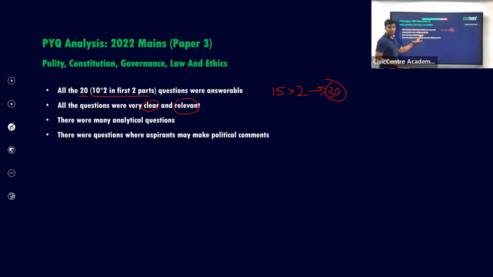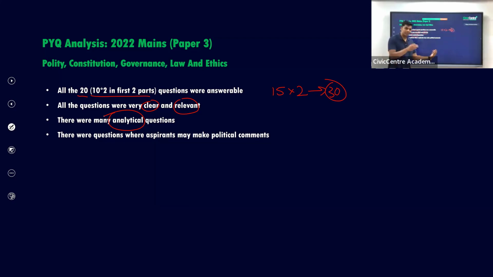This is very important, because sometimes after reading the prelims question, we feel like this doesn't make sense, I'm not able to understand it. Not because you are weak, but because the question is not properly framed. The good thing was all the questions were very clear and very relevant. Third thing, it was not direct, like what are the roles and responsibilities of CAG? No. They were analytical, where you have to give your perspective.